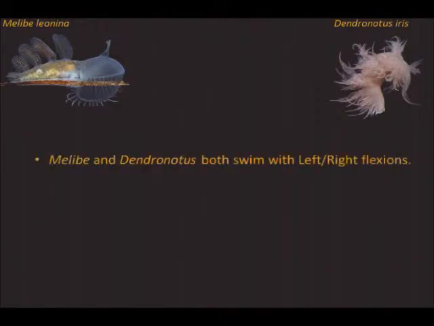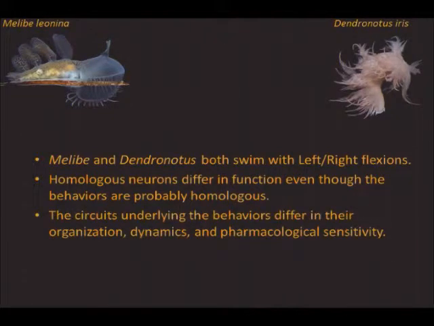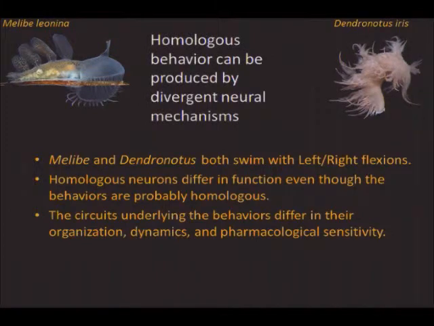Melibe and Dendronotus both swim with left-right flexions. Homologous neurons differ in function, even though the behaviors are probably homologous. The circuits underlying the behaviors differ in their organization, their dynamics, and actually in their pharmacological sensitivity, which I haven't told you about. So homologous behavior can be produced by divergent neural mechanisms.